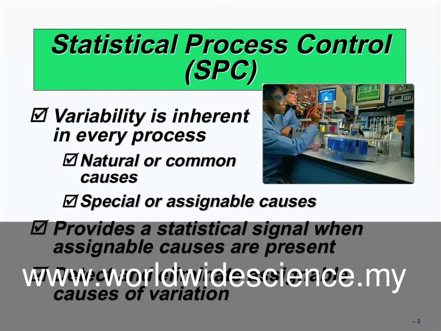Statistical process control provides a statistical signal when assignable causes are present. Okay. So the statistical method tells the operation manager the production is defective.